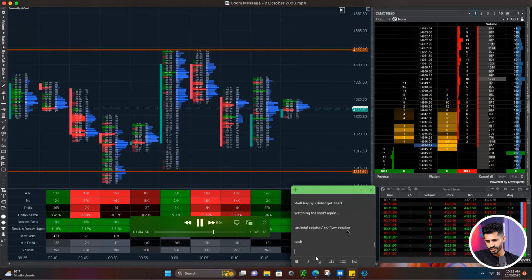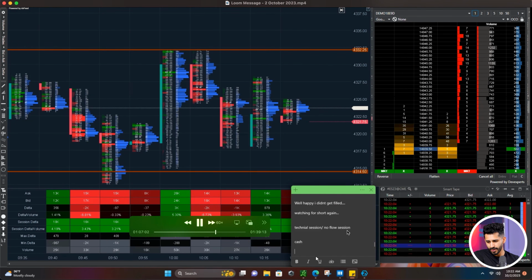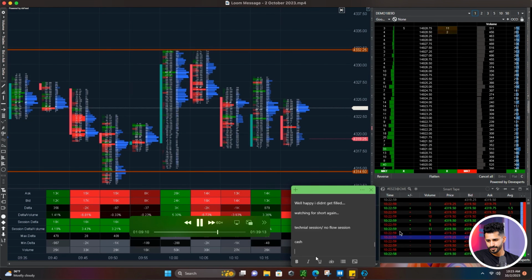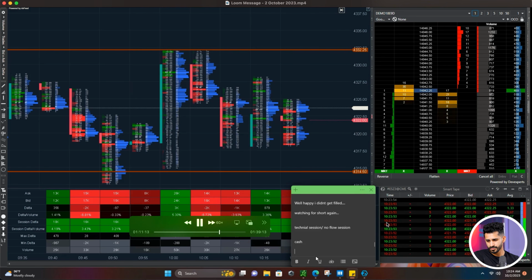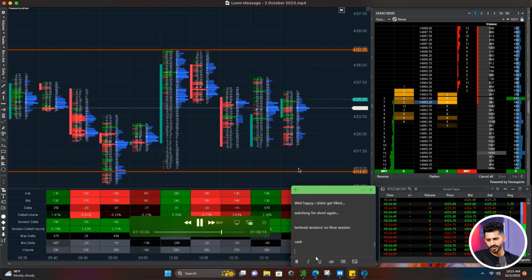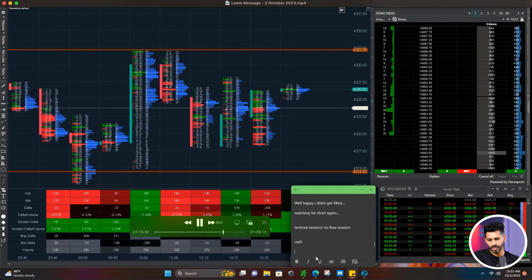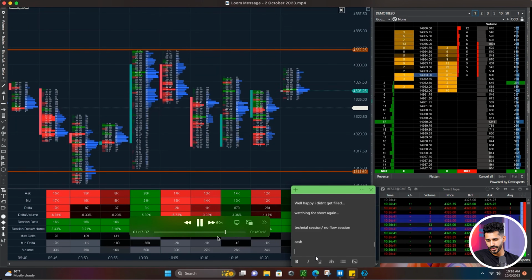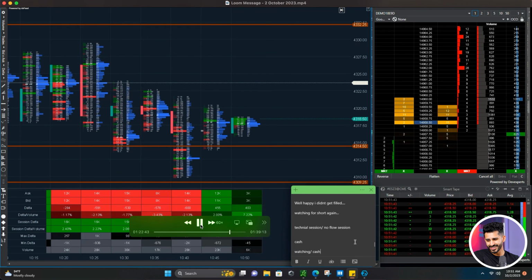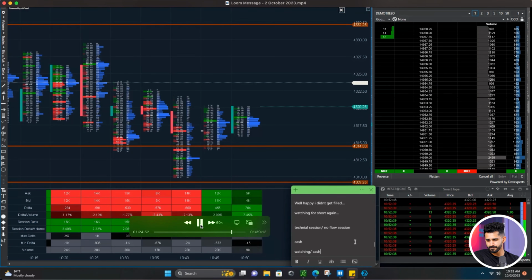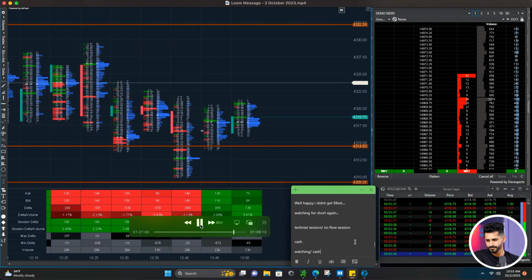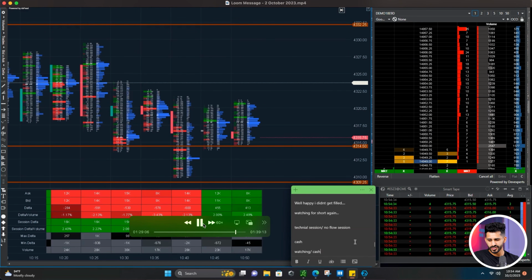Technical session, no flow session. We're not getting a flow day. Pretty balanced so far. At this point, trading in between these levels has just become very, very difficult. Also, as we get closer and closer to 10 a.m., it just doesn't relatively make sense anymore, right? And once again, just waiting for price to develop.